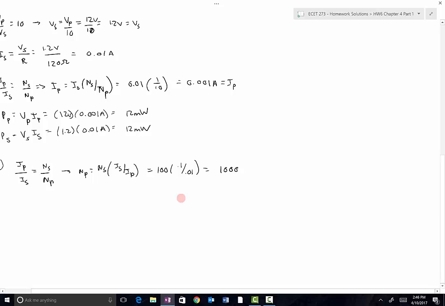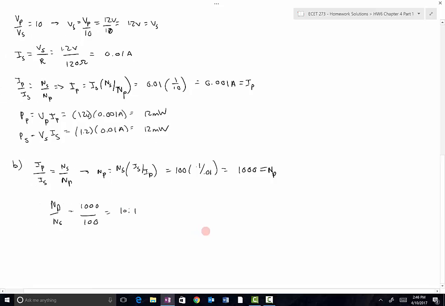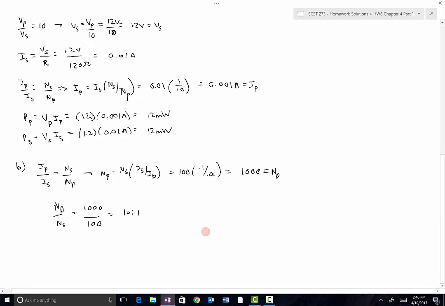So we've got the NP there. So that tells us, if we wanted to write it, that the ratio of NP to NS is 1,000 divided by 100. That's okay to write it like that. More commonly, we would say that's a 10 to 1 transformer. So same ratio as in part A. So it's also a step-down transformer.